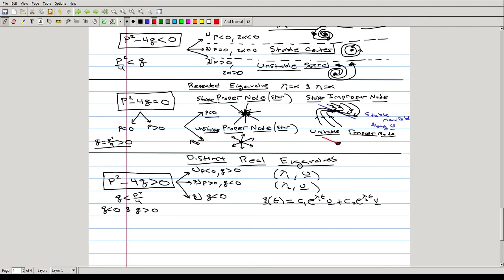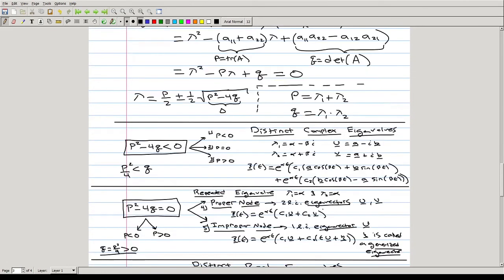For an unstable improper node, we also have an unstable manifold, it's called, because on this manifold, the eigen direction, any solution will come in and stay along this direction right here. Same thing for an unstable improper node. The solutions will be spiraling away in general from this critical point, tangent to the unstable manifold.